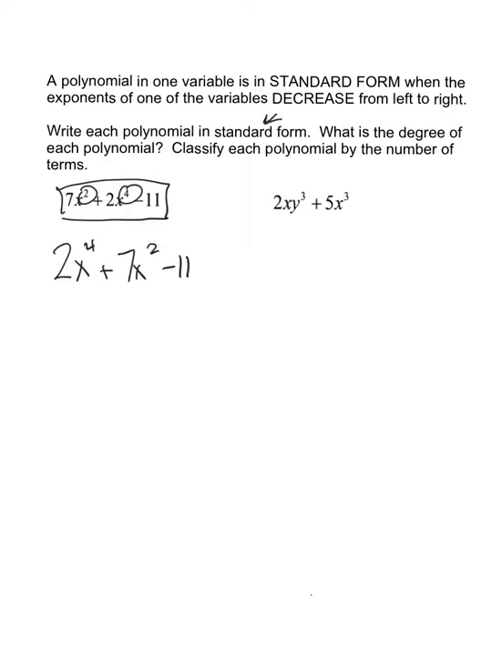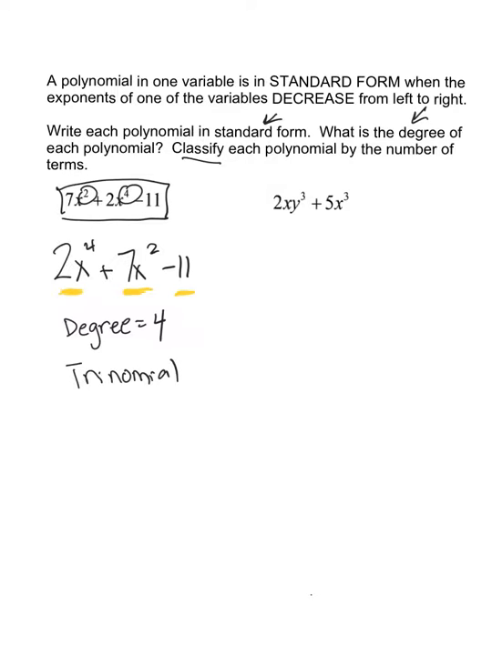So I did the first part. Now the second part, what is the degree of that entire polynomial? So I have to look at it by terms. My first term, my degree is 4. My second term, my degree is 2. My last term, my degree is 0. So the degree of my entire polynomial is 4. And now classify, it is a trinomial because it has 3 terms.